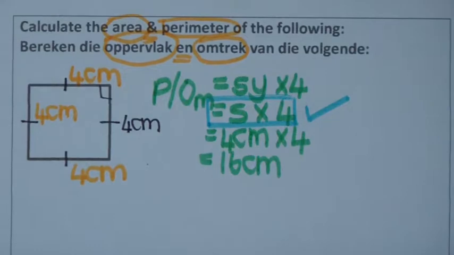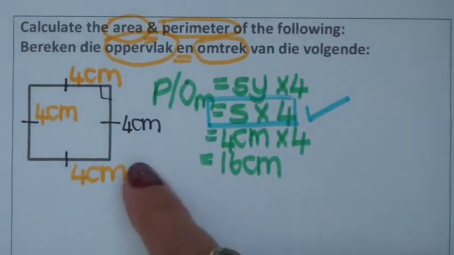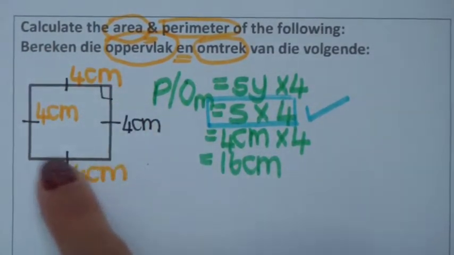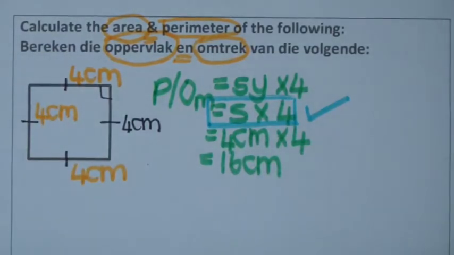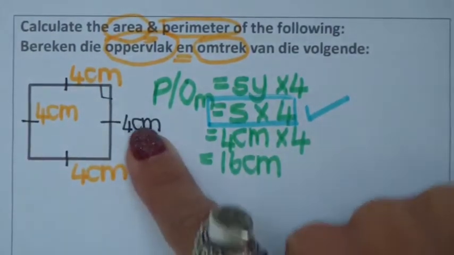Okay? And why is it side times 4? Because, instead of saying 4 plus 4 plus 4 plus 4, we just say whatever the side is times 4. It's shorter.